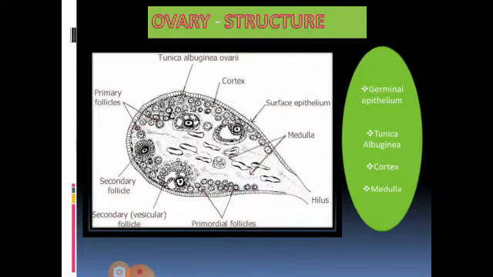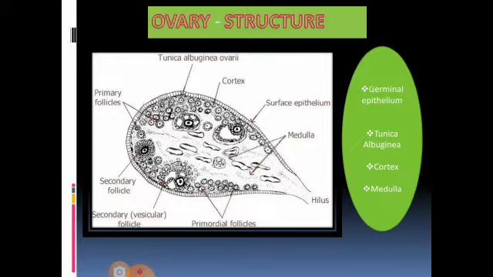See here, I have shown you the ovary structure. It secretes female gametes. What is special about it? It secretes female gametes and steroid hormones. What is the size of this ovary? The length is 2 to 4 centimeters, the width is 1.5 centimeters, and the thickness is 1 centimeter.